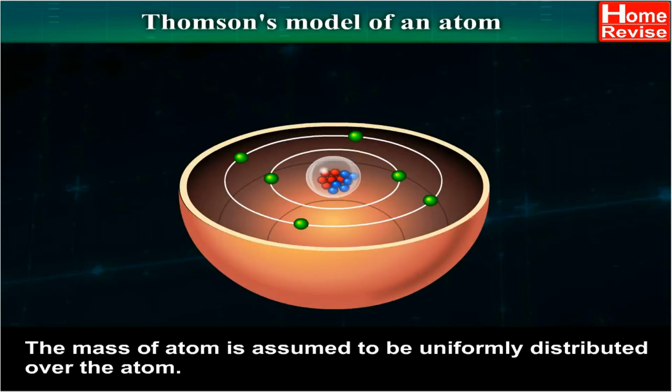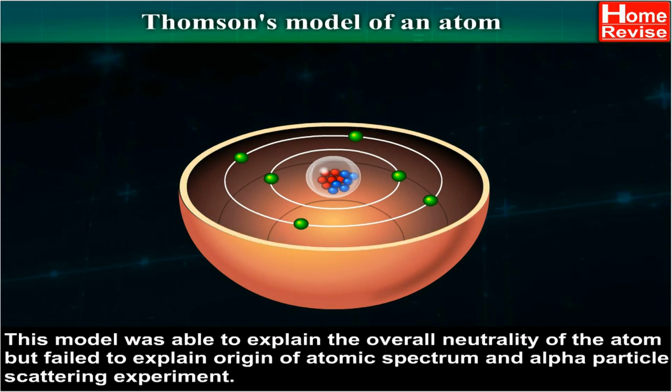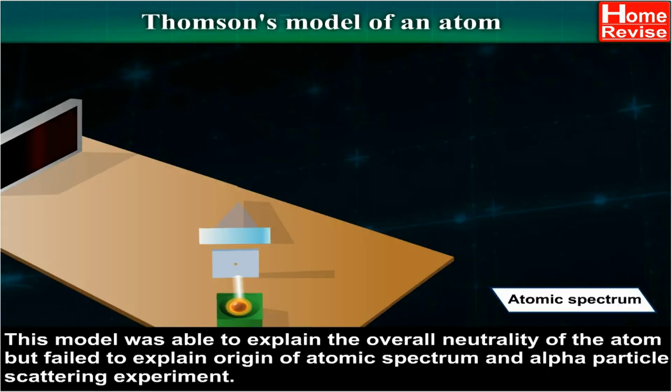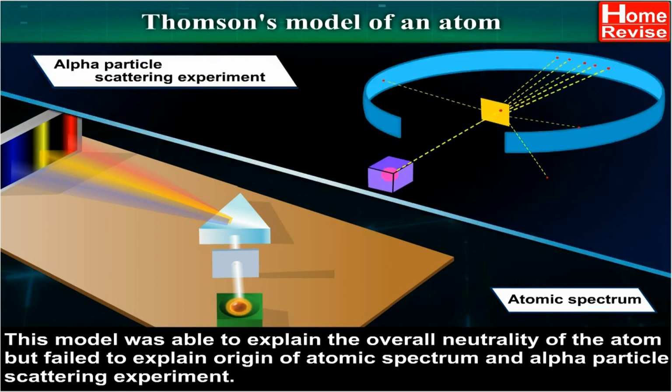The mass of the atom is assumed to be uniformly distributed over the atom. This model was able to explain the overall neutrality of the atom but failed to explain the origin of atomic spectrum and the alpha particle scattering experiment.